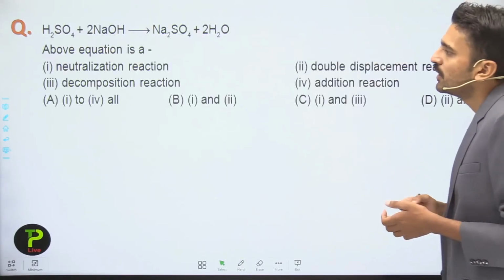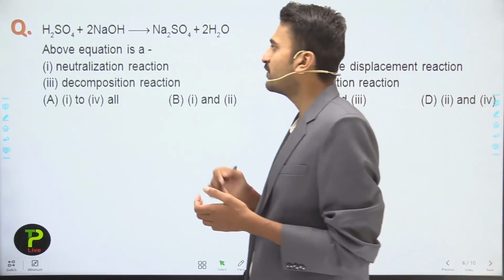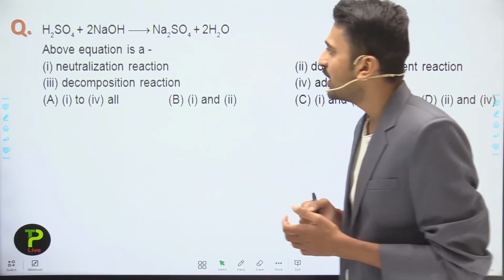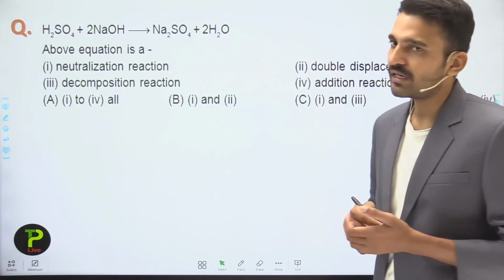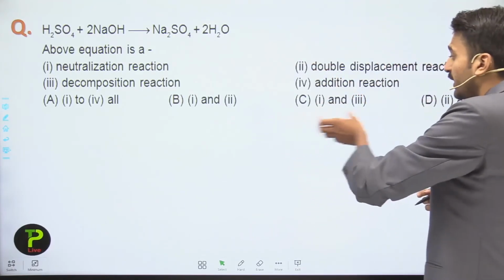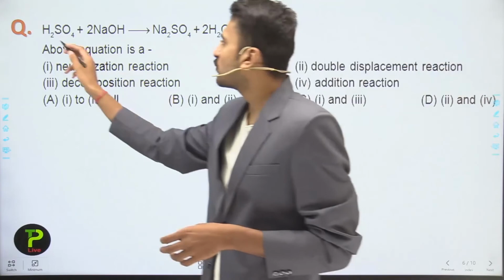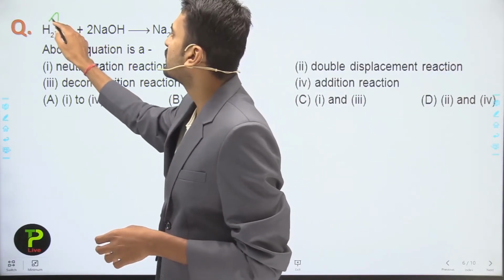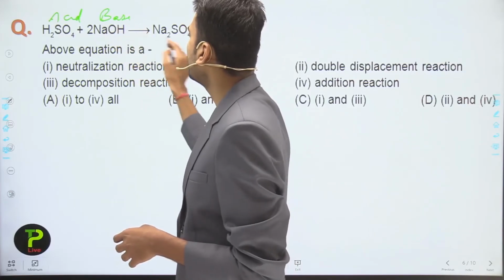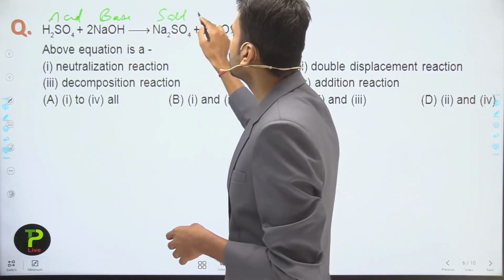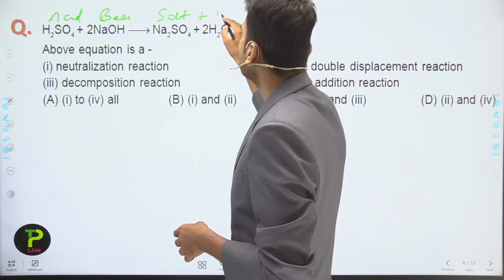Moving to another question: H2SO4 + 2NaOH gives Na2SO4 + H2O. So the above reaction is A. Here you are given 4 options, and out of these 4 options you have to choose the correct option. H2SO4 is an acid. When it reacts with NaOH, which is a base, it forms Na2SO4, which is a salt, and H2O, that is water.